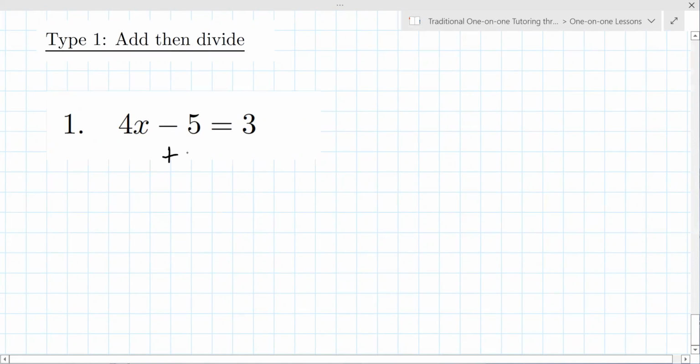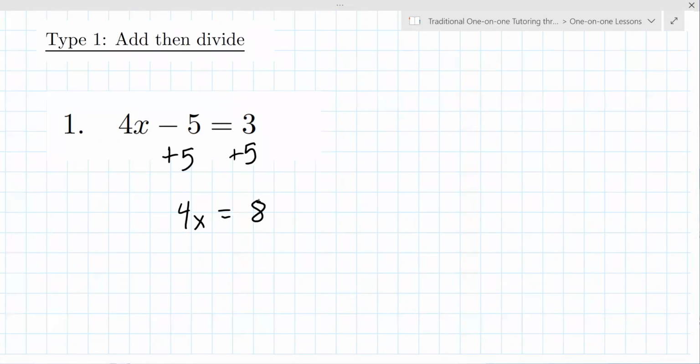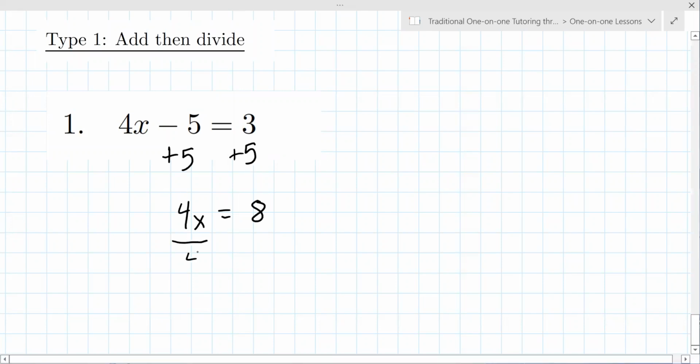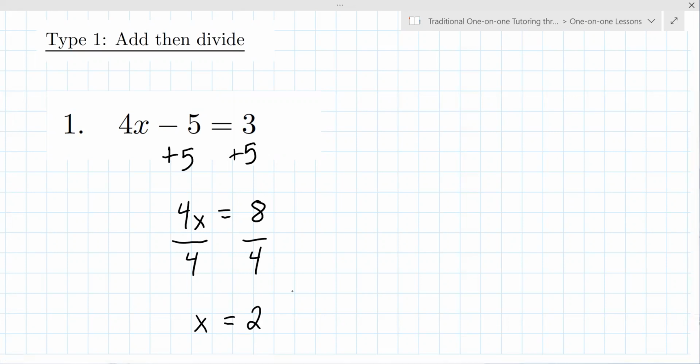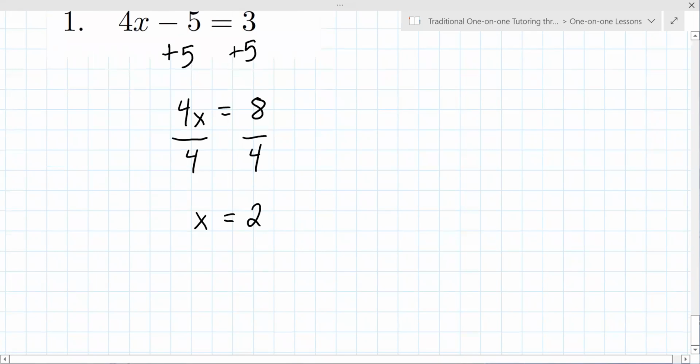You're going to add the 5. Yes, you add 5 to both sides. And that gives you 4x equals 8. Okay, so 4 times x equals 8. And then x would probably be 2. So we divide by 4, so x equals 2. You got it? Yeah, I do.